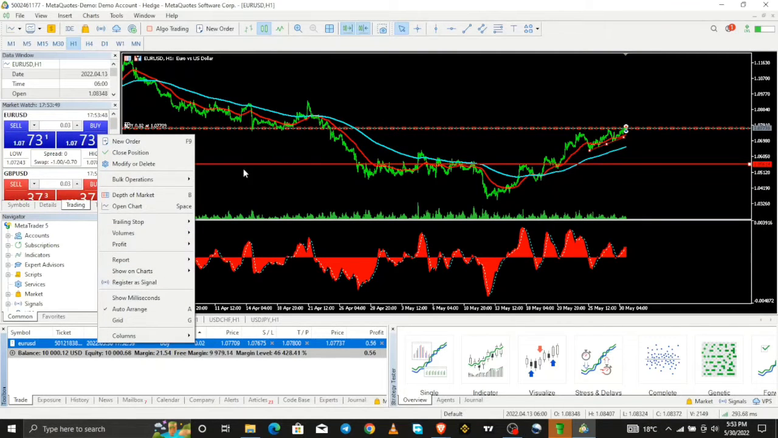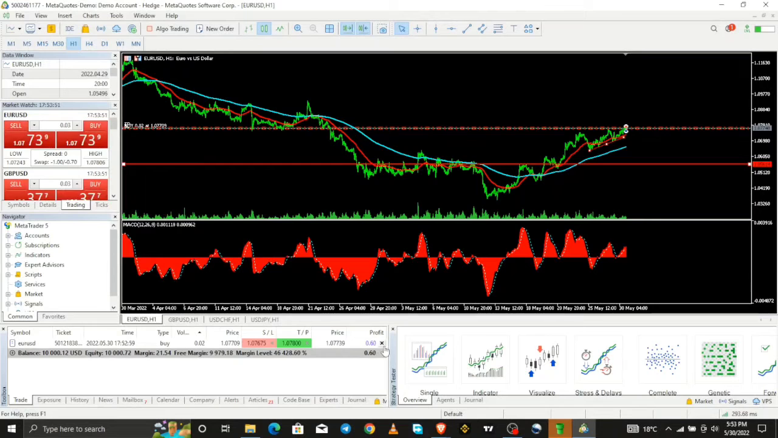You can also put in your trailing stop if you want, so as to avoid losses if you are in good profit. But I will not put the trailing stop because the market is very volatile at the moment, as you can see.